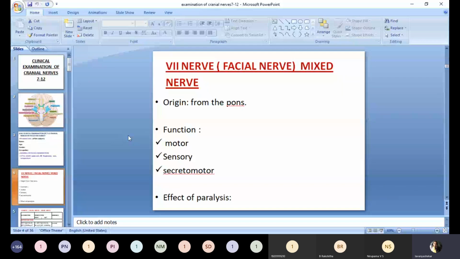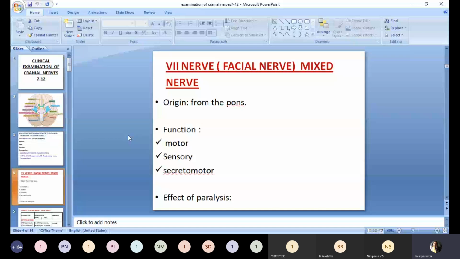In case of lower motor neuron paralysis, the paralysis results in both the upper as well as the lower parts of the face, which results in the atrophy of all the facial muscles. Also, since it supplies the tongue, there will be loss of taste sensation, and it also results in hyperacusis.